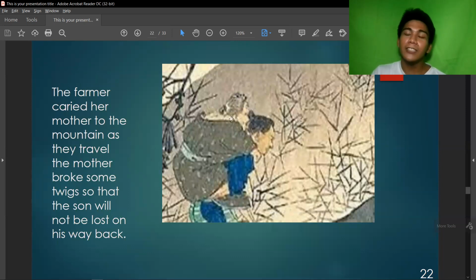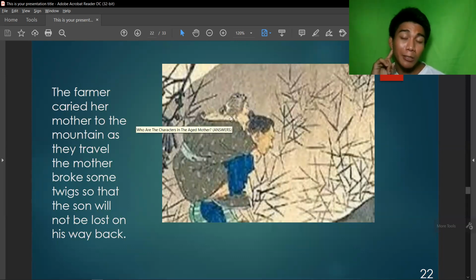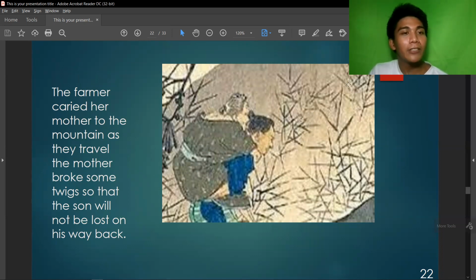Next, the farmer decided to obey. Of course, it was the governor's order, and if they did not obey, both would be lost. So, the farmer carried her mother to the mountains. As they traveled, the mother broke some twigs so that the son would not be lost on the track. As you can see in the picture, she marked the mountain path with branches and twigs so her son could follow them back.